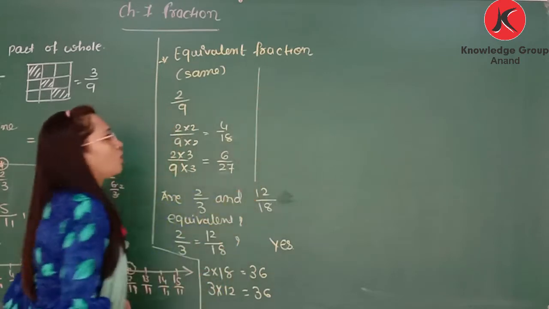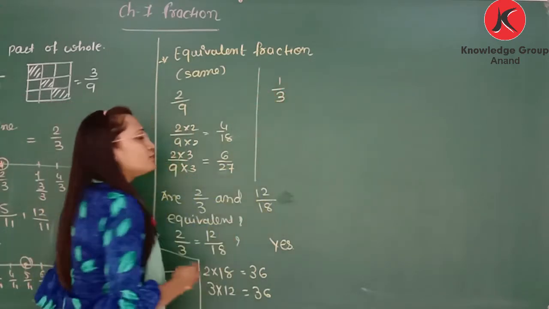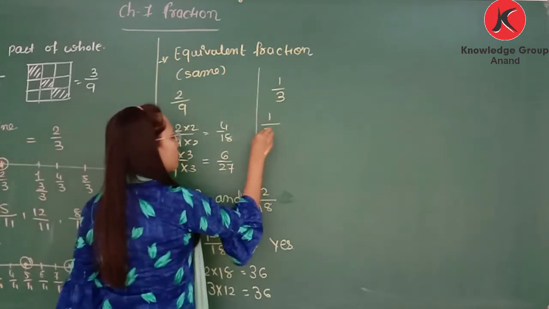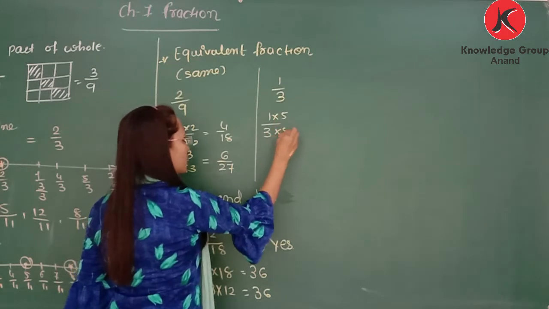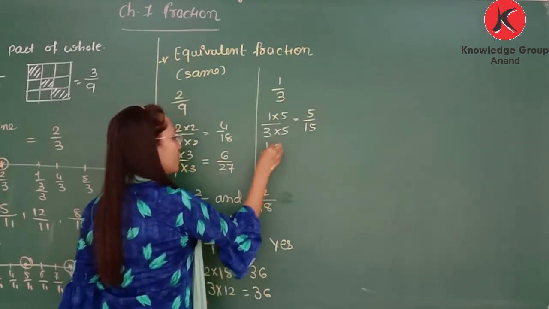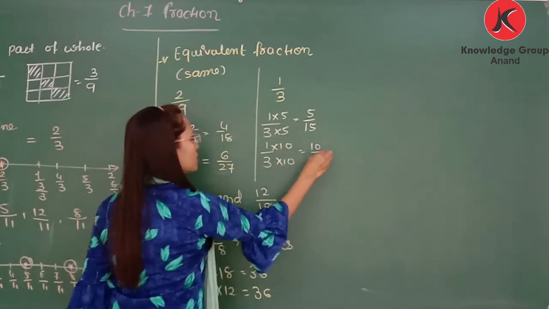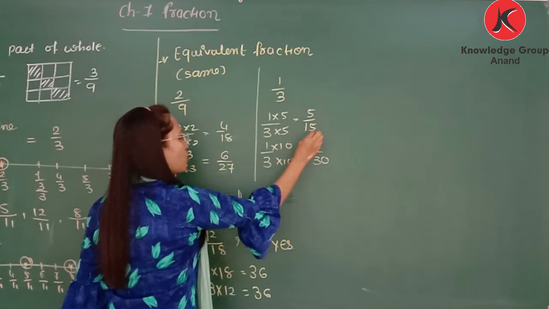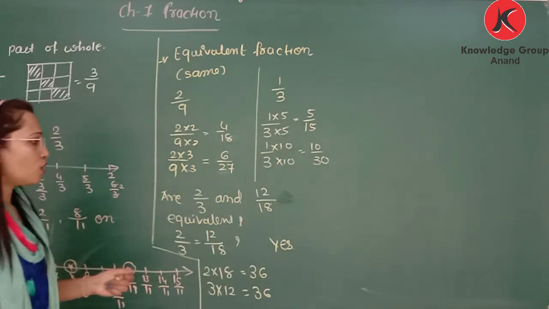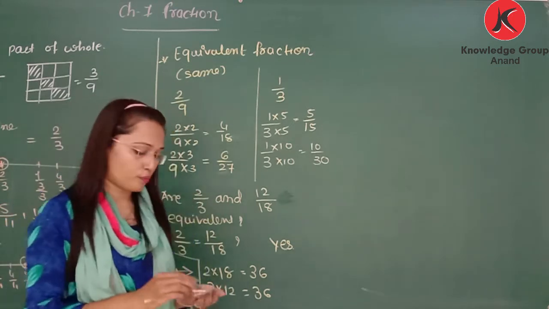Let's find one more equivalent fraction for 1 by 3. If we want to find an equivalent fraction of 1 by 3, we multiply it with 5, giving 5 by 15. You can multiply it with any number. You can multiply it with 10, giving 10 by 30. So 1 by 3, 5 by 15, 10 by 30 are equivalent fractions. Okay. After that, we learn about the simplest form.